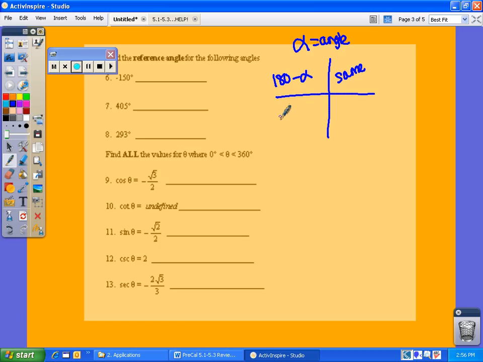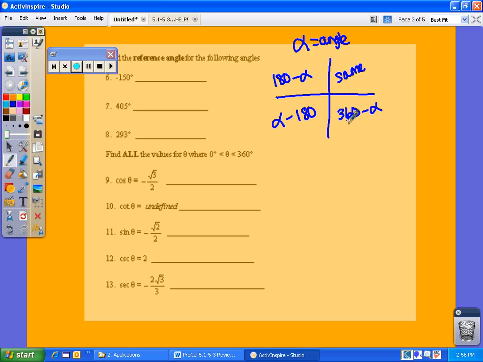If you're in the third quadrant, it'll be the angle minus 180. And if you're in the last quadrant, it'll be 360 minus the angle. If your angle is negative or over 360, you have to get it to be between 0 and 360 before you do the reference angles.